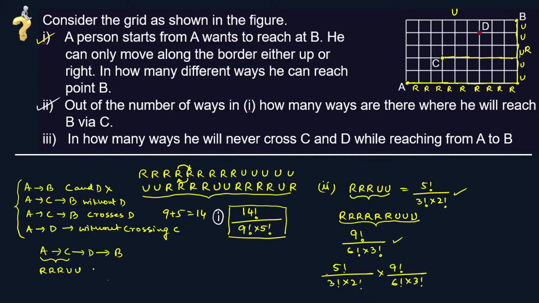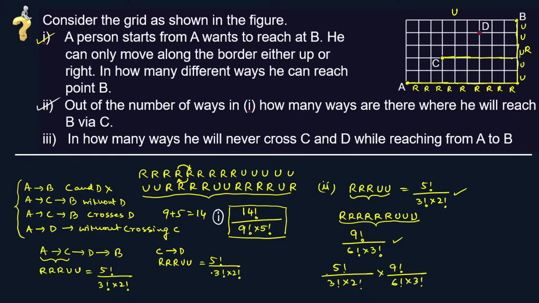So the person can reach from A to C in how many different ways? Factorial 5 divided by factorial 3 into factorial 2. Is it clear? The person reaches from A to C. Now you tell me, in how many different ways the person can reach from C to D? From C to D, there are 1, 2, 3 right movements and 2 up movements. So it can be arranged among themselves in how many different ways? Factorial 5 divided by, again, factorial 3 into factorial 2.